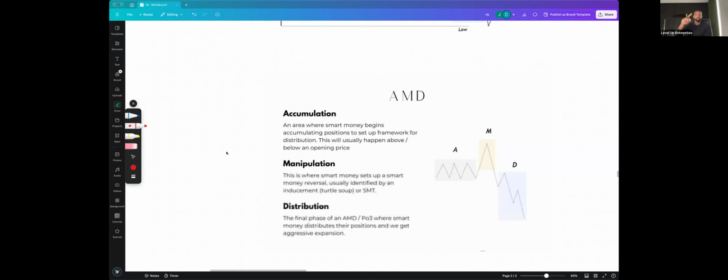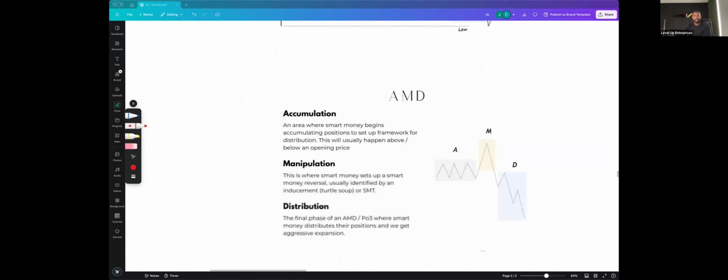And we need to be able to sweep liquidity or turtle soup to be able to get the price delivery. Lastly, distribution is the last phase when it comes to the AMD foundation or breakdown. And this is basically where the money is distributed and we get that aggressive trend or that aggressive expansion towards the draw on liquidity.